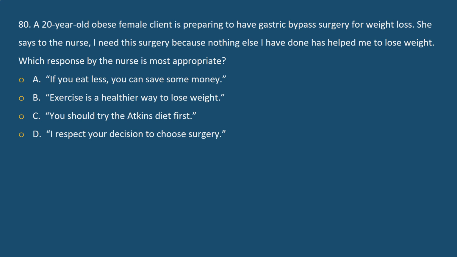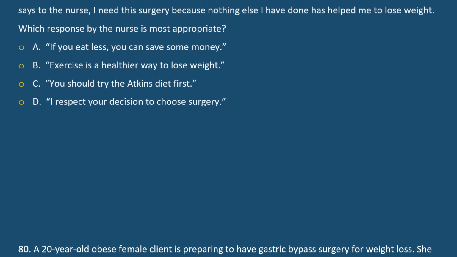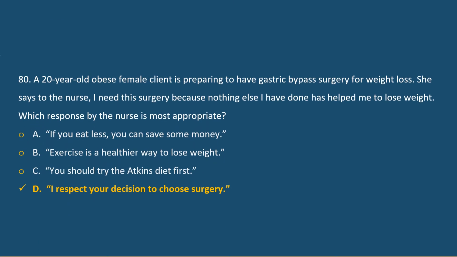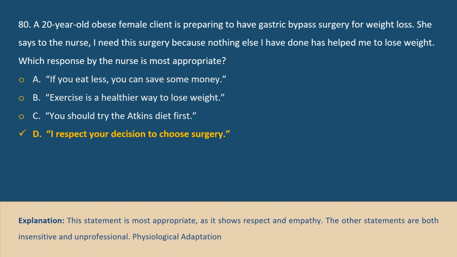A. If you eat less, you can save some money. B. Exercise is a healthier way to lose weight. C. You should try the Atkins diet first. D. I respect your decision to choose surgery. Answer D. Explanation: This statement is most appropriate as it shows respect and empathy. The other statements are both insensitive and unprofessional. Physiological adaptation.